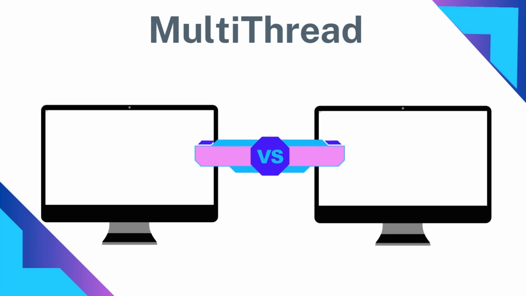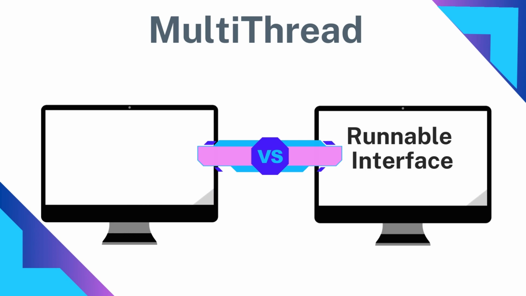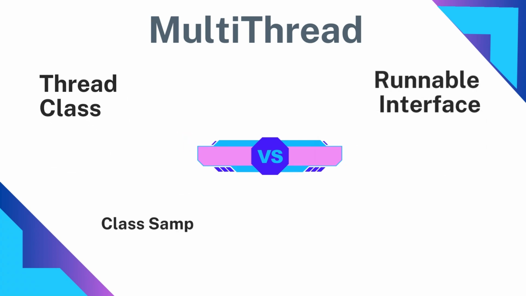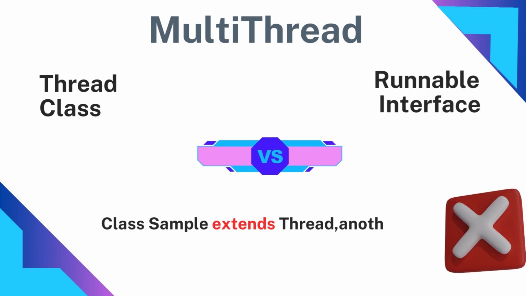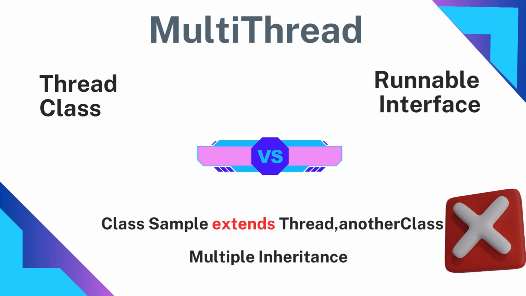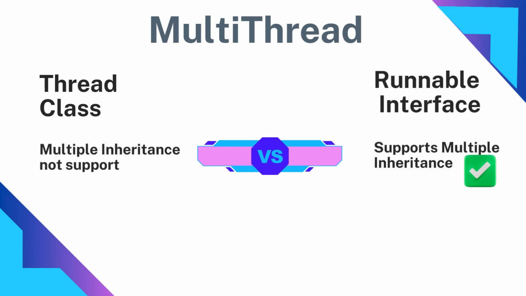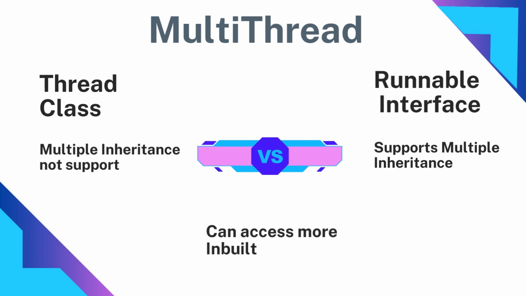Let's see the difference between the Runnable interface and the Thread class. If you are using the Thread class to create a thread, you can't extend other classes, because Java does not allow extending multiple classes, so you can't use more than one extends, right? So for multiple inheritance, it's better to use implements Runnable, the interface. And also if you're using the Thread class, you can access features like yield and some other inbuilt functions.